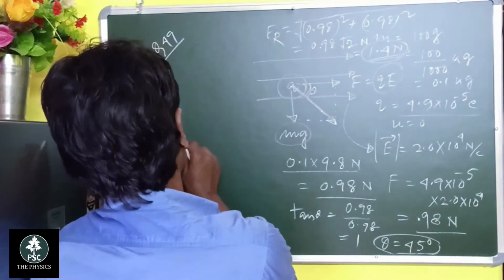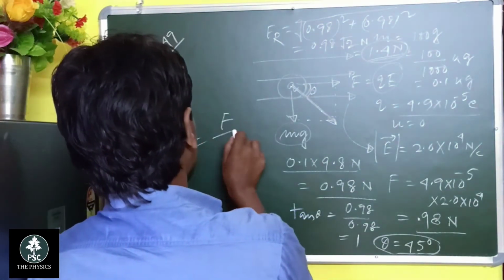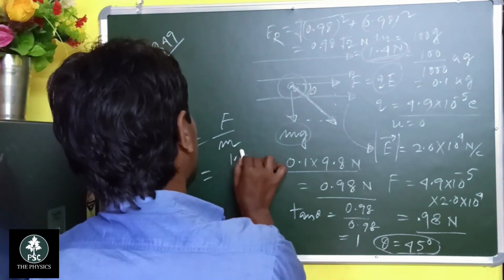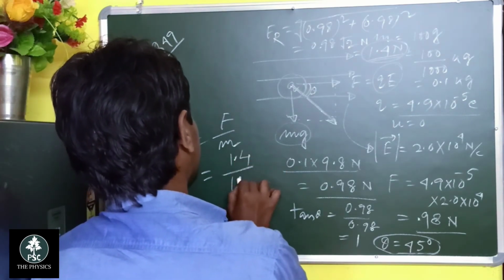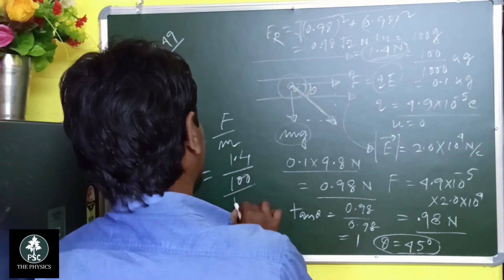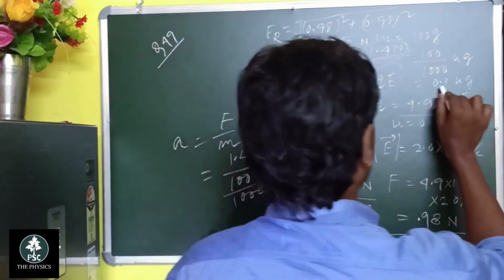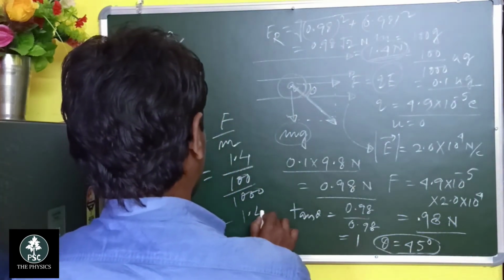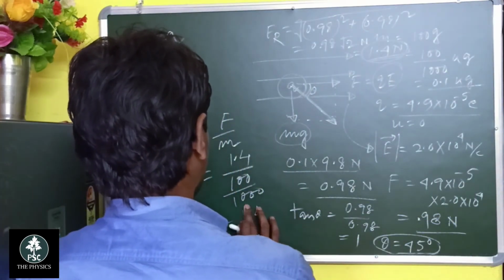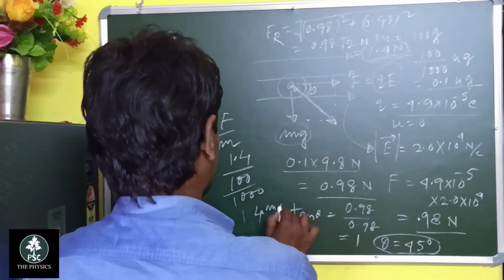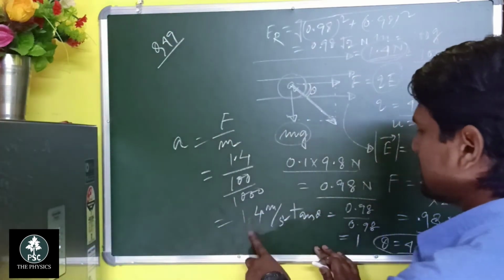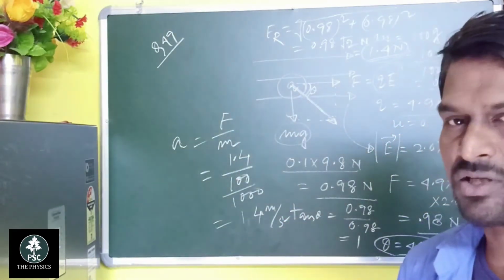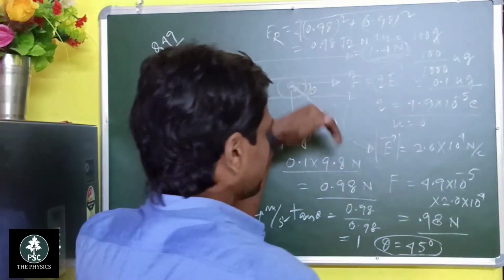So the acceleration equal to force by mass, and force is 1.4 and the mass is 100 by 1000, that is 0.1, so this is 14 meter per second square. This is the value of the acceleration with which the particle moves along this direction, accelerated along this direction, obviously.